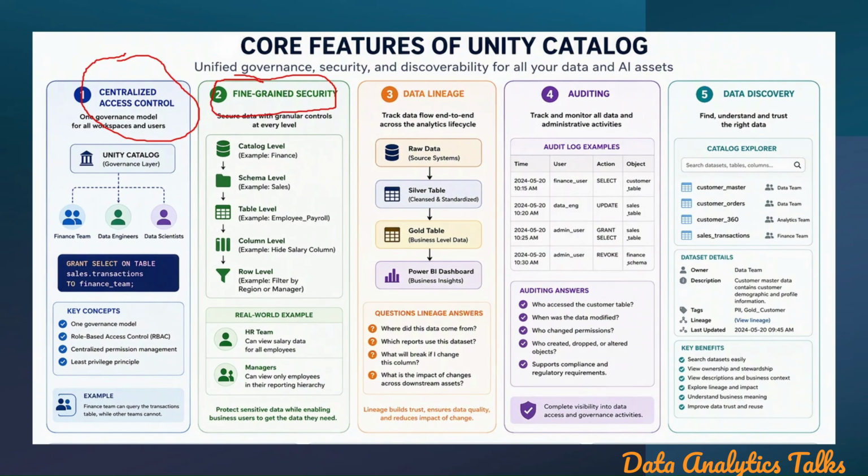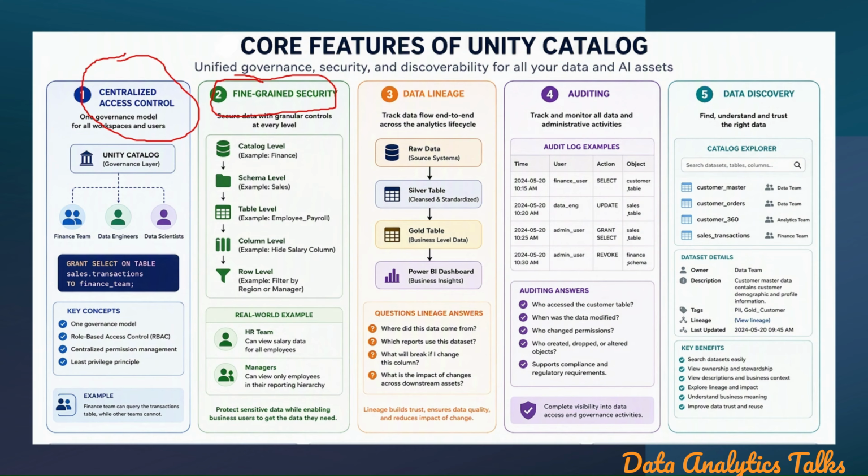I hope you understand what is meant by fine-grained security. This is so important for organizations. We cannot expose all the data to everyone. We need to bring control at different levels: domain level, schema level, table level, column level, or row level. Unity Catalog has the capability to manage security at various levels. That's the biggest strength of Unity Catalog.